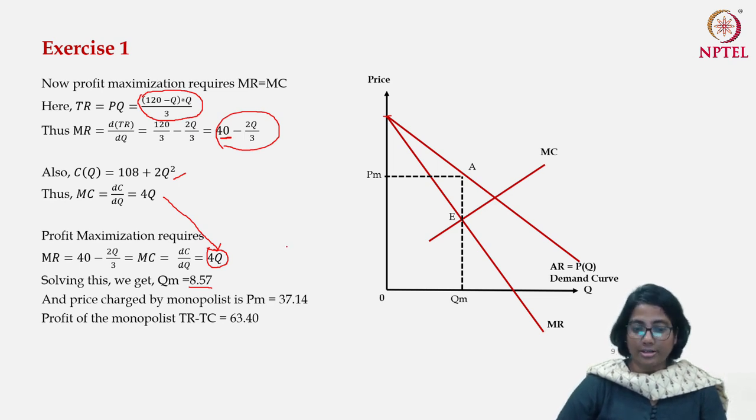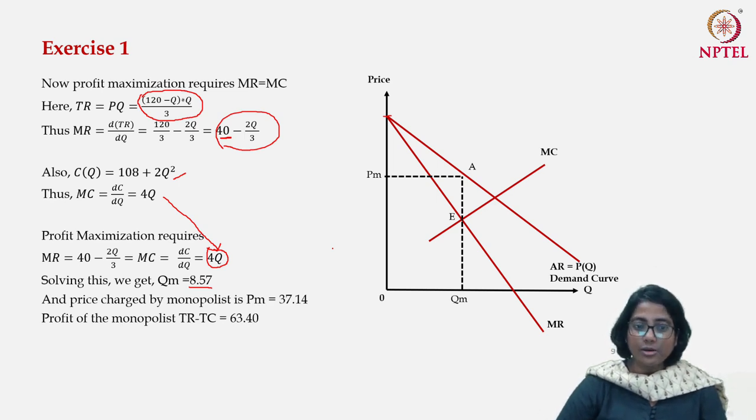So what is the profit that the monopolist is earning? You can easily calculate that this is the total revenue minus total cost, which is equal to 63.40. So this is how we show the equilibrium of a monopolist.